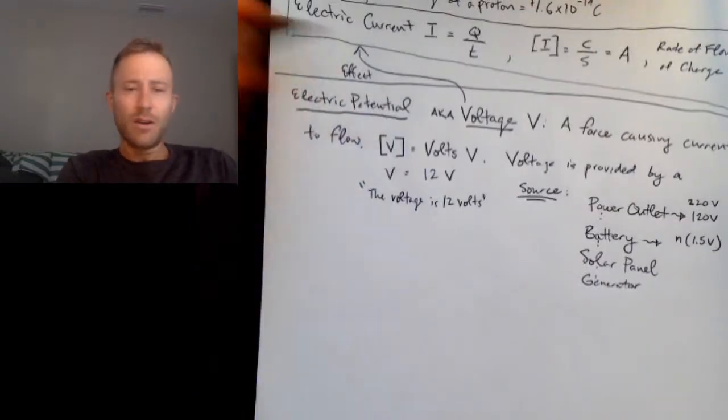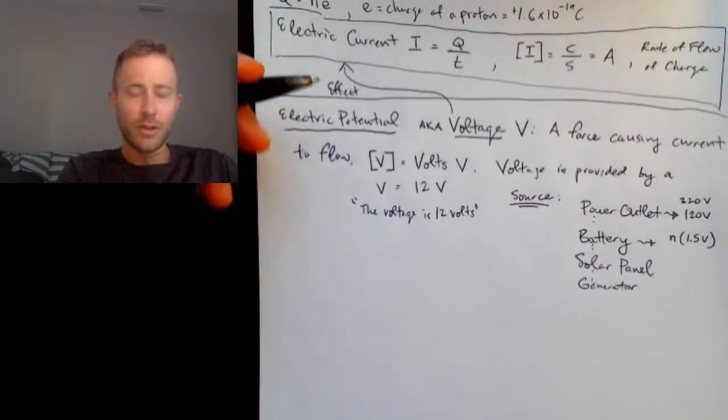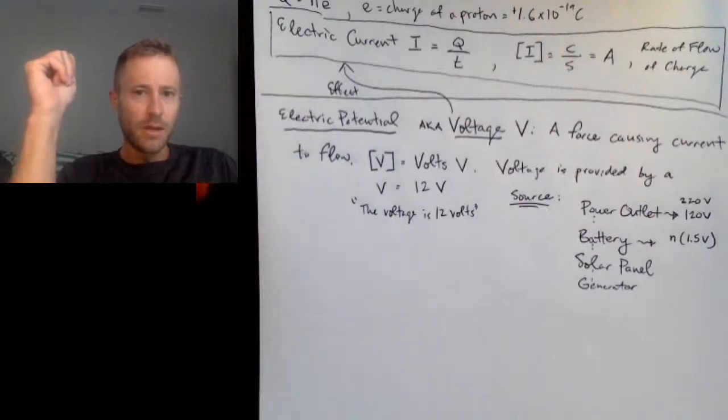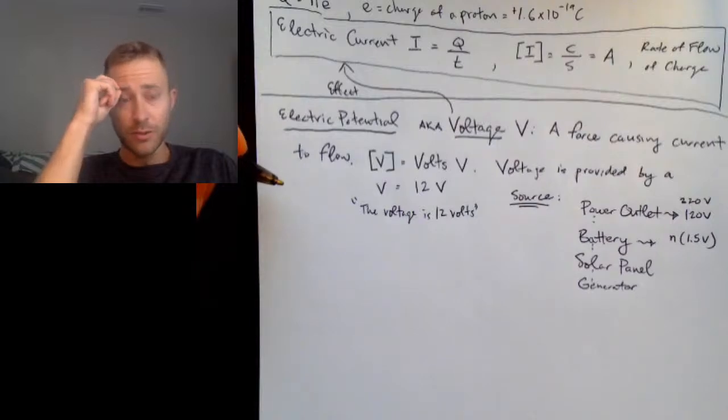So these are the two fundamental circuit quantities: voltage and current. All right? Now, let's learn how to draw circuits.